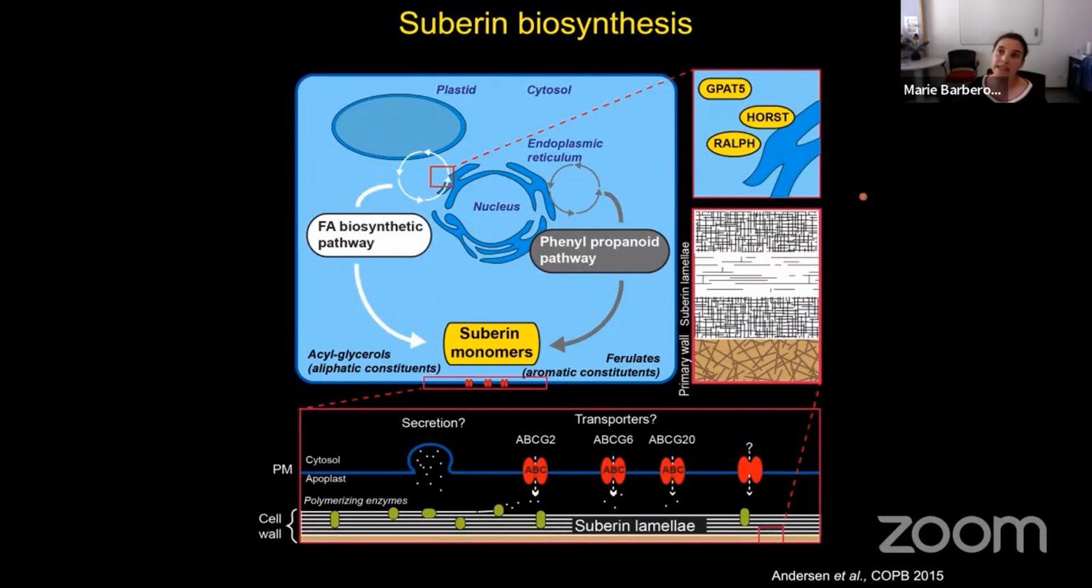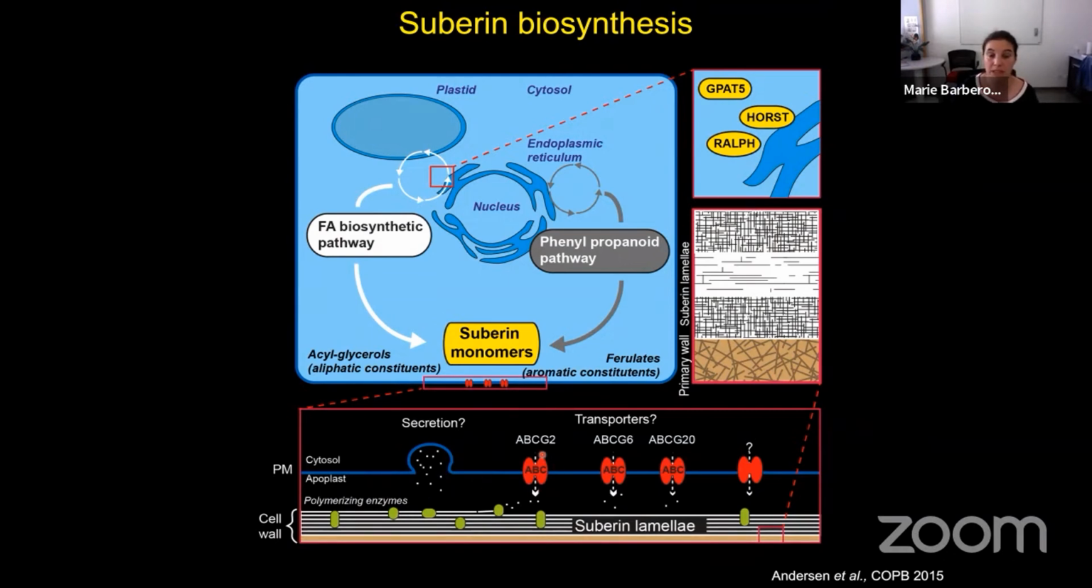And we know that inside the cell, mainly associated with the endoplasmic reticulum, there will be production of suberin monomers. These monomers need to be exported from the cell to be polymerized into suberin and then deposited at the suberin lamella, between the plasma membrane and the primary cell wall. How these monomers are exported from the cell is not really well understood.